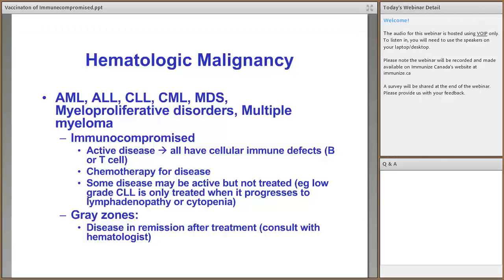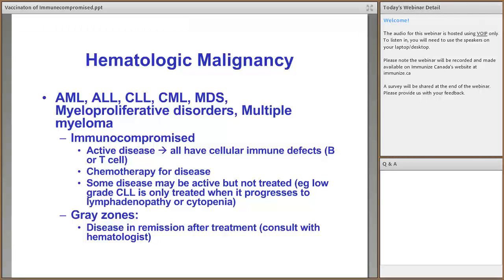Now, when do we consider these patients immunocompromised? Well, if they have any kind of active disease. So with any hematologic malignancy, people are immune compromised. They all have cellular immune defects, whether they're B cell defects or T cell defects. Certainly, if they're getting chemotherapy, they definitely are immunocompromised.